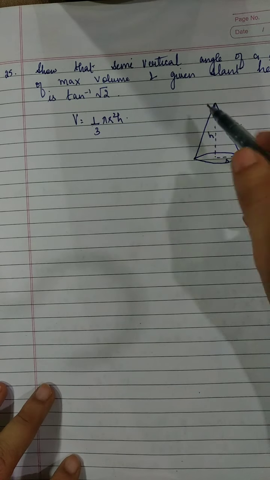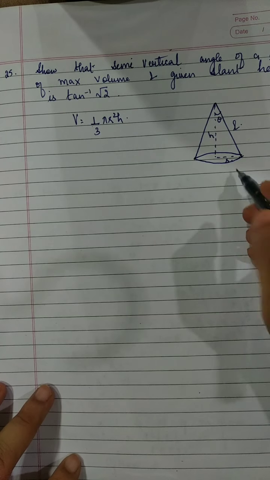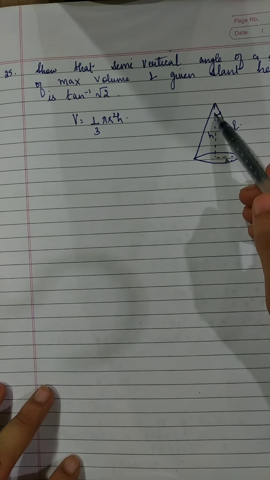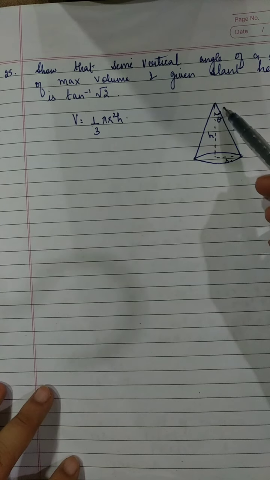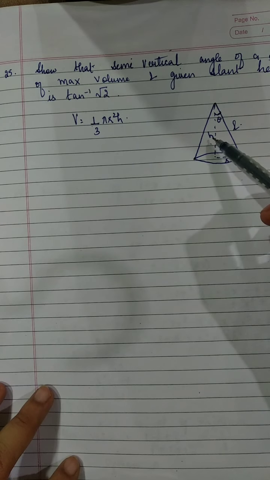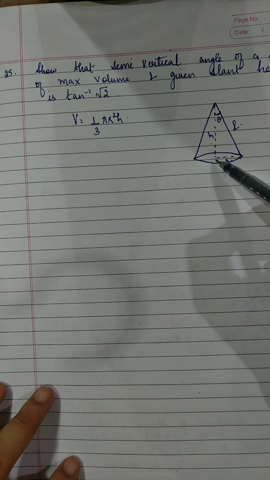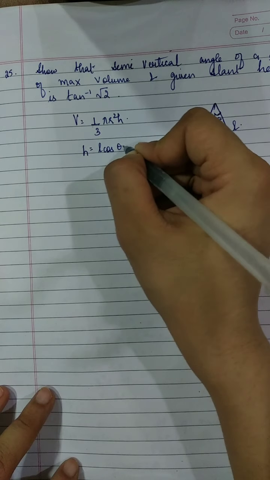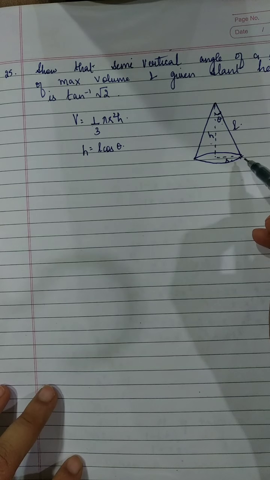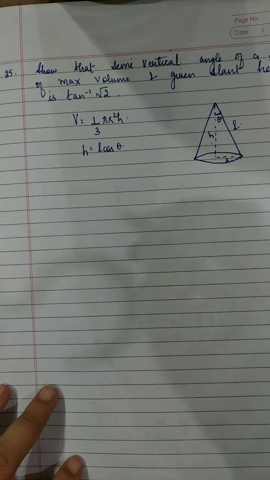Since we are given the semi-vertical angle, somehow we have to include this semi-vertical angle, right? So semi-vertical angle, if I take this, what is h? I have a relationship between h, r and L. If theta is the base angle, so this becomes the base, this becomes the hypotenuse. So base upon hypotenuse is cos theta, right? So I can easily write down h. h is L cos theta, right? And perpendicular upon hypotenuse is sine. So here r is equal to what? r is equal to L sine theta.